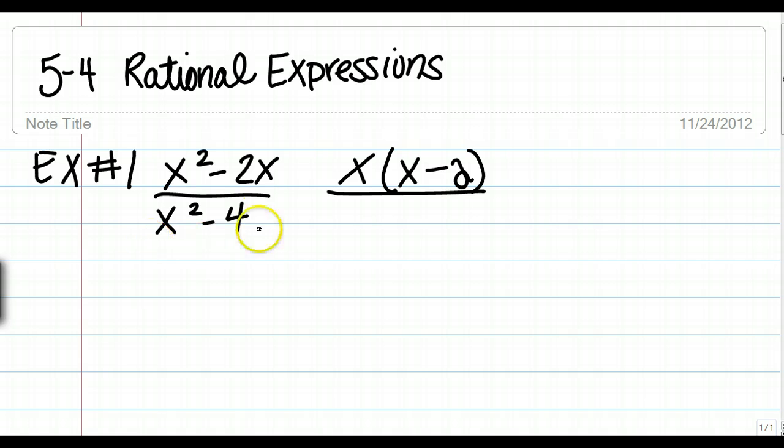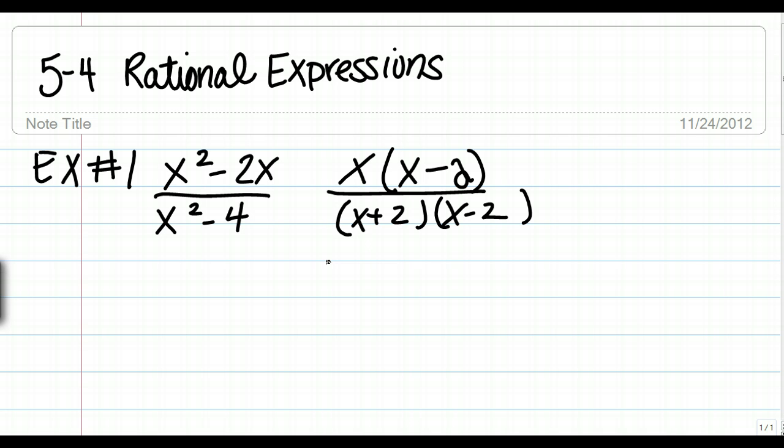Then you go to the bottom here, and if I asked you to factor that, hopefully you would recognize that this, first of all, doesn't have a GCF, but it is a difference of squares. Once you factor the top and the bottom part of the fraction, you then are going to look to see if you can cancel anything out.